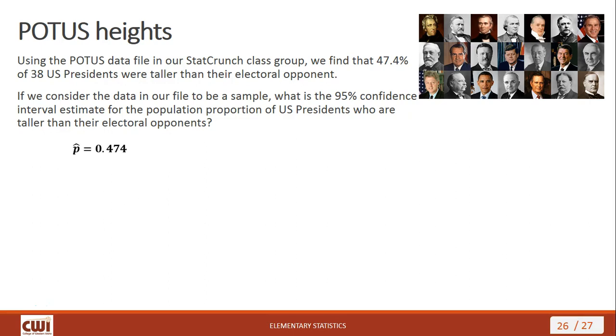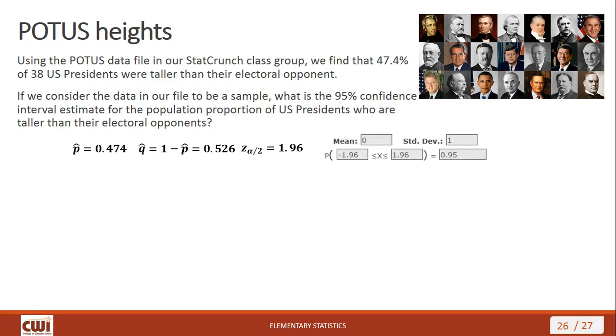Well, the first thing we want to do is get that p hat value, which we get from our problem statement, 47.4%, or 0.474. That means that q hat, or the proportion of presidents who are not taller than their electoral opponents, is 0.526. We can calculate a critical value z-score of 1.96 from the fact that we want a 95% confidence interval estimate. Again, we can go into StatCrunch to get that if need be, but if you run through enough of these problems, you'll already know that's the value you need.